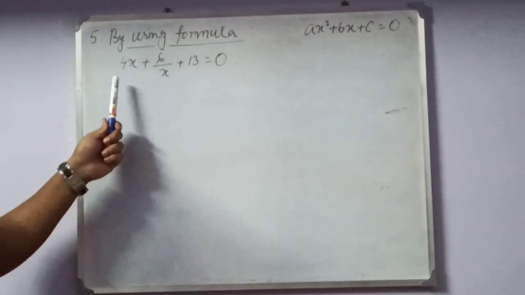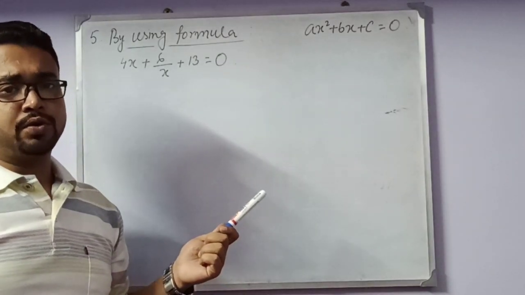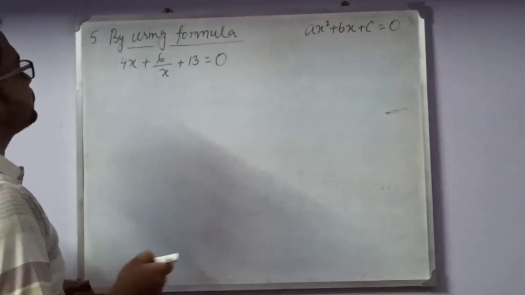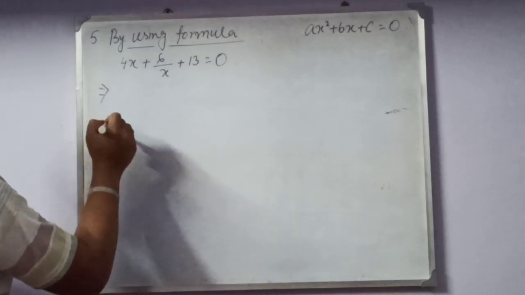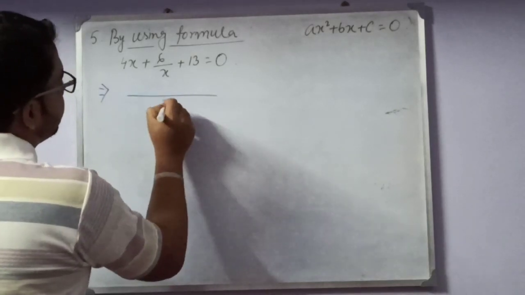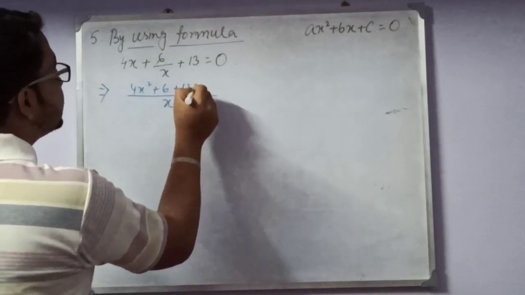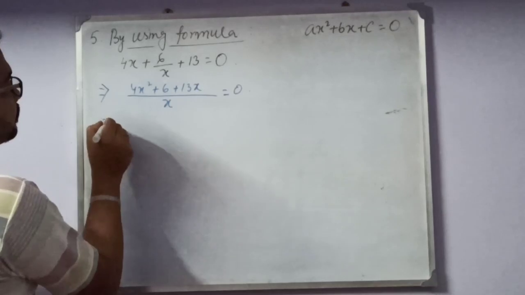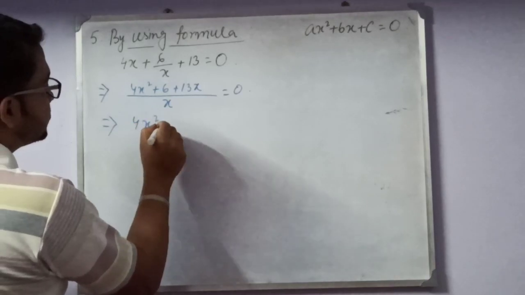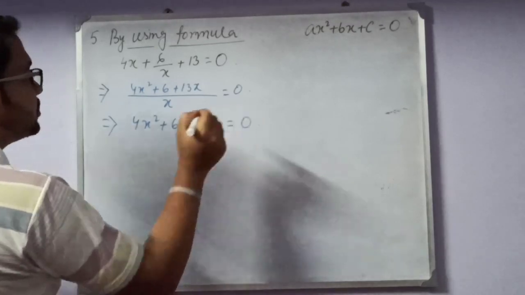By using the formula, you have to find the roots of this quadratic equation. Formula means the Sridhar-Acharya rule, which I told you in my previous video. So now solve it. Take x as LCM. So we got 4x square plus 6 plus 13x is equal to 0. Now cross multiply these two parts. We got 4x square plus 13x plus 6 is equal to 0.